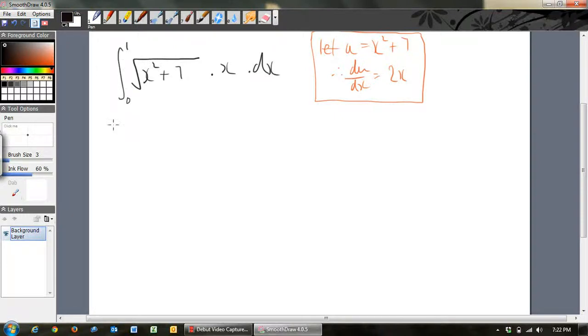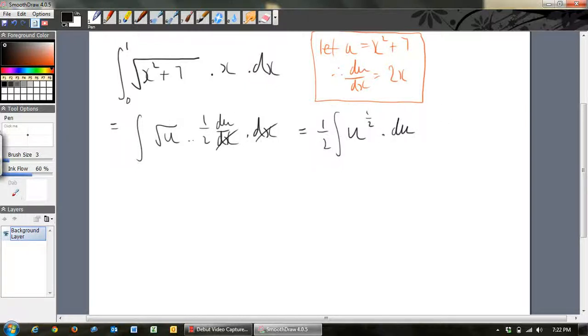Good, and so what is this equal to? This is equal to the integral. What we've got there is the square root of u, and then we've got x here, which is half of du/dx. So that's half du/dx times dx. Those dx's cancel, and we're left with the integral. I'll take half out the front, and we'll have u to the half du. Now what I haven't done is write down what my terminals are. I just wanted to make it clear down the bottom.